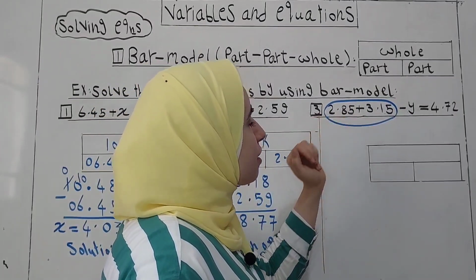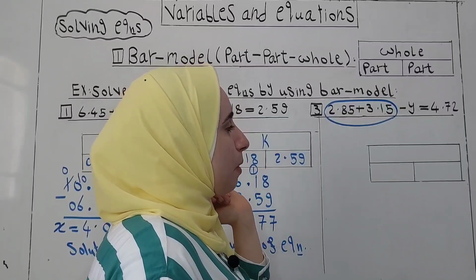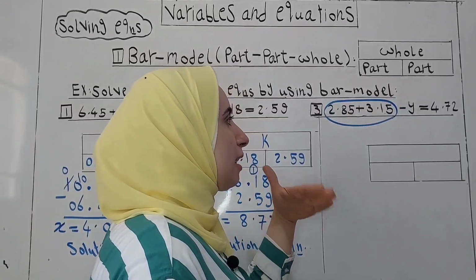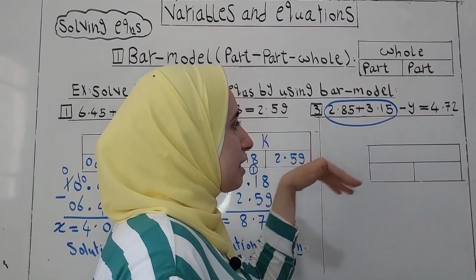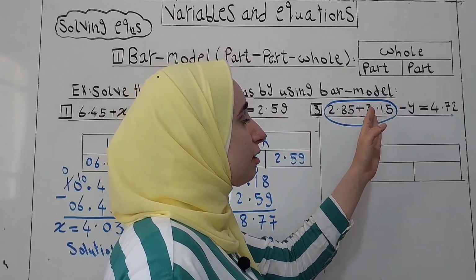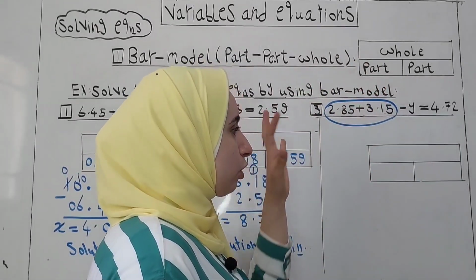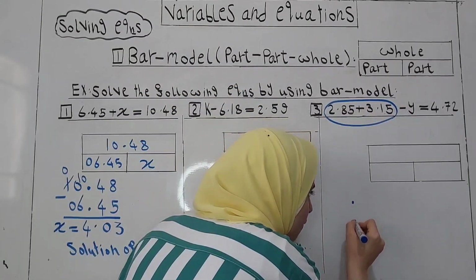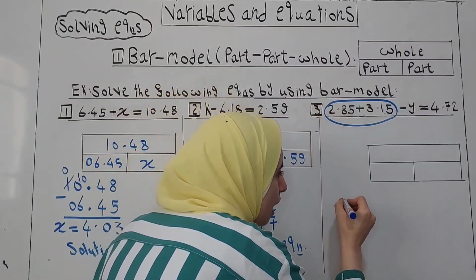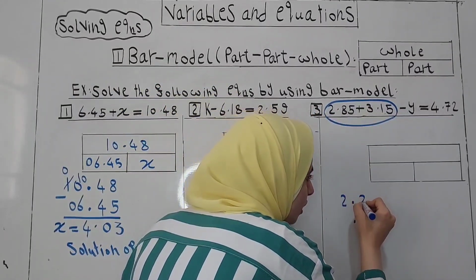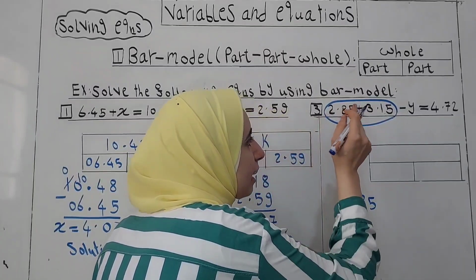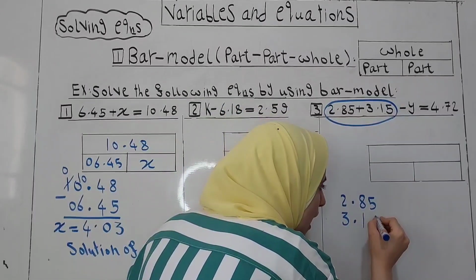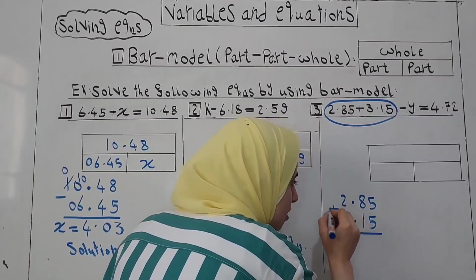Now, the first addend has one digit in the integral part, and the second addend has one digit in the integral part, and the first addend has two digits in the decimal part, and the second addend has two digits in the decimal part. So we align them. We put the decimal point above the decimal point. At the left we found 2. At the right we found 8, then 5. The second addend, at the left we found 3. At the right we found 1, then 5. We need to get the sum.